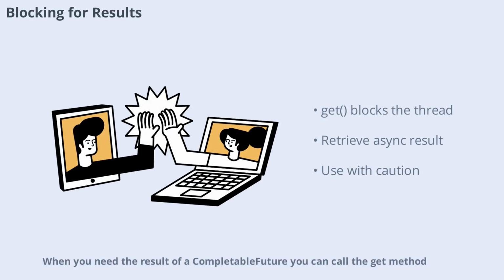When you need the result of a CompletableFuture, you can call the get method. This is a blocking call, meaning the current thread will wait until the asynchronous computation is complete. While this is sometimes necessary, it's important to avoid blocking in performance-critical code.